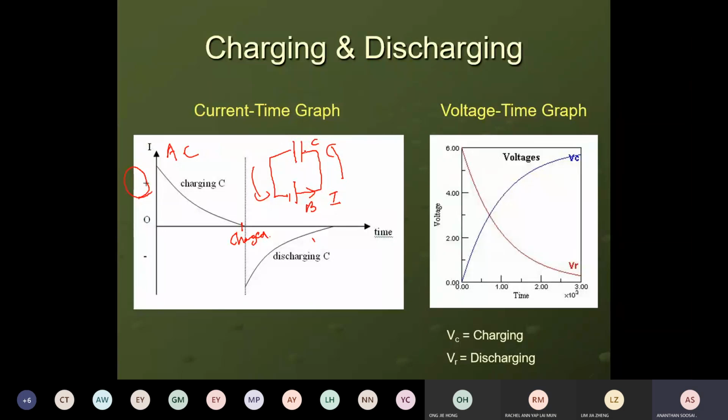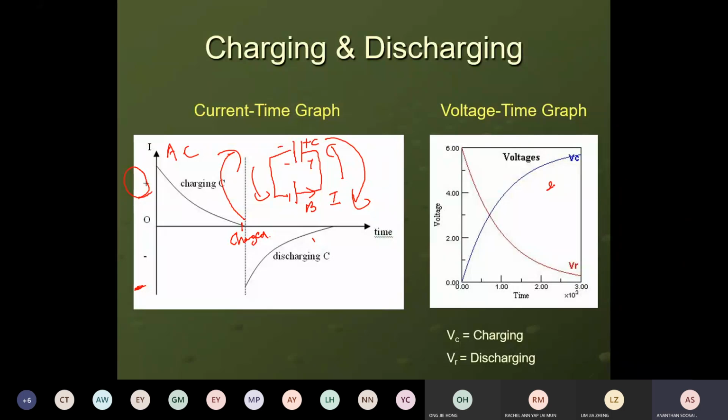When the capacitor is discharging, you release the current the other way, because this is now the positive plate and this is now the negative plate. So the current is released in the negative direction, and eventually goes to zero when the capacitor is totally discharged. That's the diagram for the current.